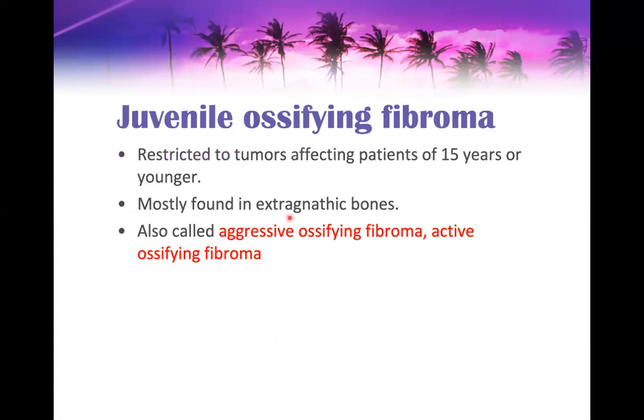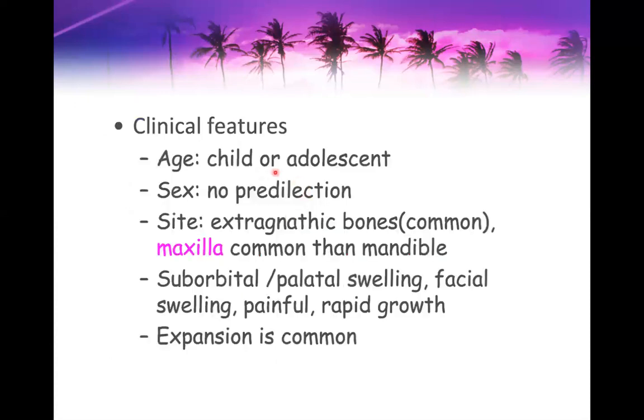Juvenile ossifying fibroma: it is the same ossifying fibroma affecting children of 15 years or younger, usually seen in extragnathic bone. Child or adolescent, no sex predilection. Most common is extragnathic bone, but when in the jaws, the maxilla is affected, resulting in facial swelling, and expansion is common.